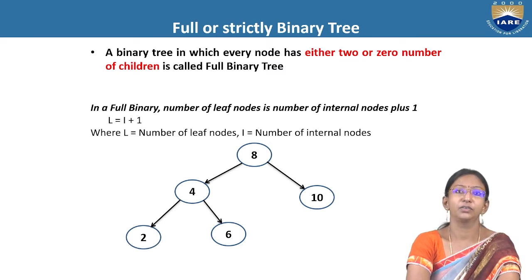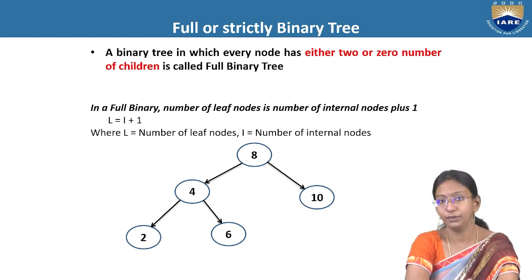In case of a strictly binary tree, the number of leaf nodes is 1 more than the number of internal nodes. So have a look at this picture.